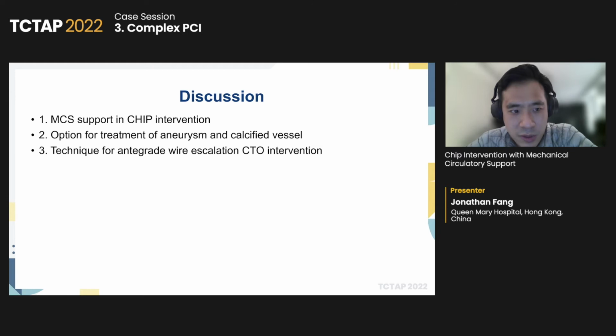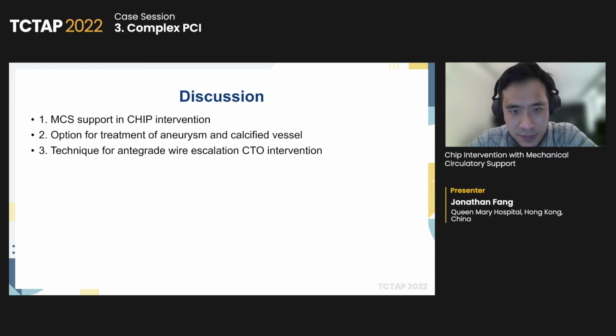So for discussion, this would be the use of Impella support for high-risk PCI. Here, we did both the CTO and also the calcified disease, together with atherectomy in the same setting. So I think this wouldn't be possible without mechanical circulatory support. During the procedure, at some of the time, the pulse pressure was very narrow, almost a flat line, totally dependent on the Impella when we did the LAD atherectomy. And another discussion point would be the techniques for CTO, antegrade wire escalation.